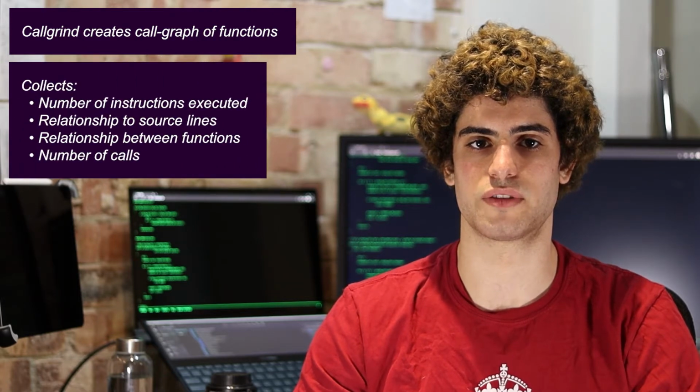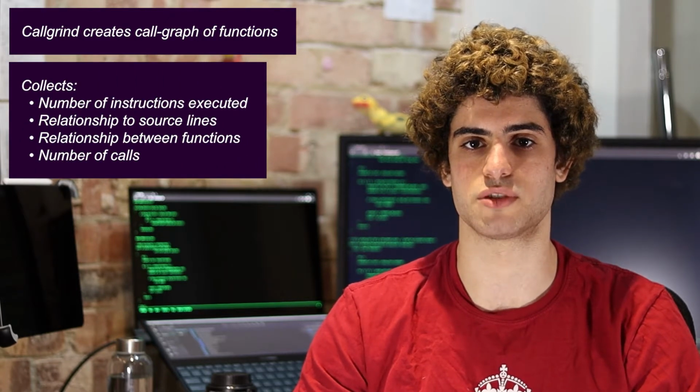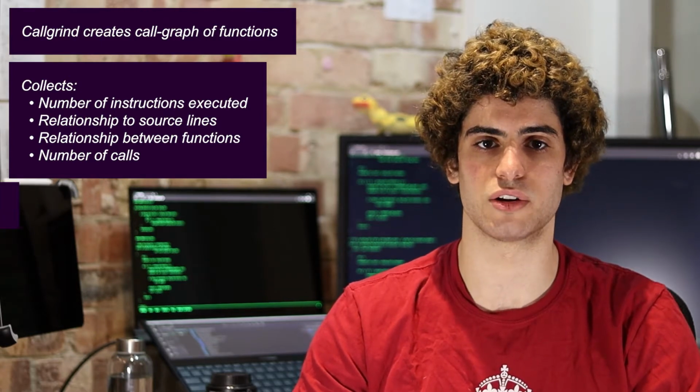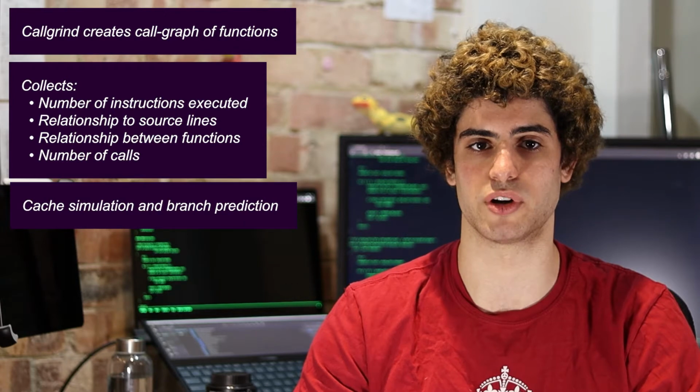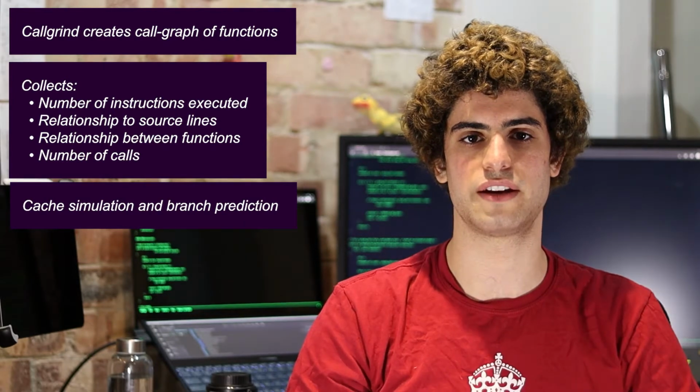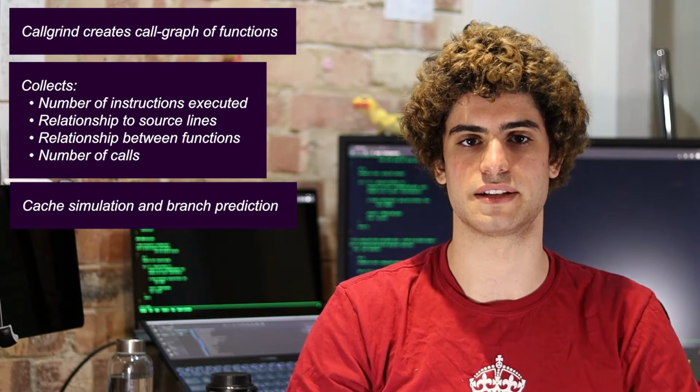Valgrind creates a call graph of functions in a program's execution. The kinds of data it collects includes the number of instructions executed, the relationship to source lines, the relationship between functions, and the number of calls. It can also be configured to run cache simulation and branch prediction, similar to Valgrind, to produce more information about the program. There are then options to present and modify the data collected.